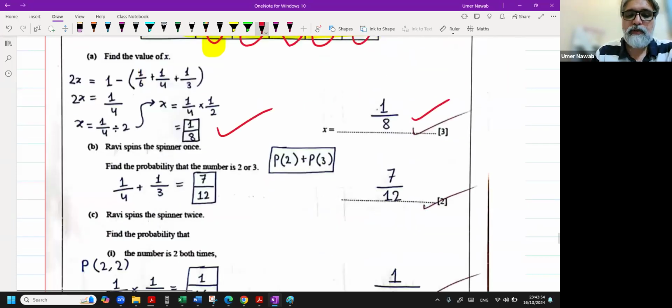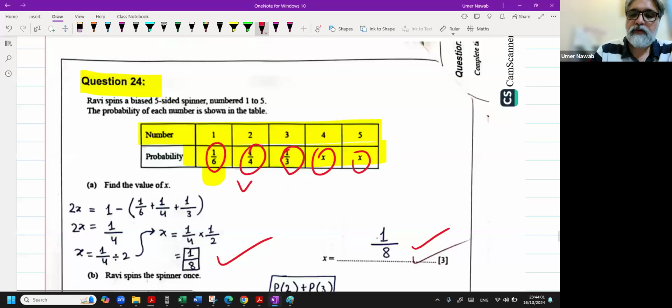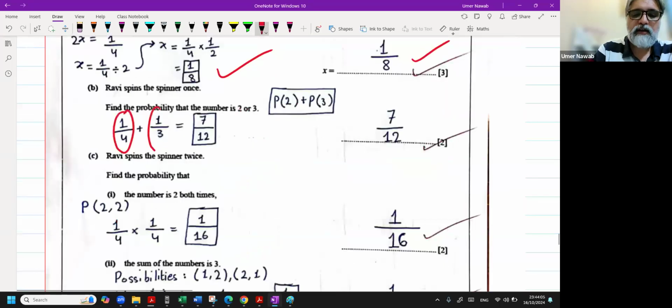Next, Ravi spins the spinner twice. What is the probability of getting 2 or 3? So the probability of 2 is 1 over 4, plus the probability of 3 is 1 over 3. You just add them up and get your final answer.